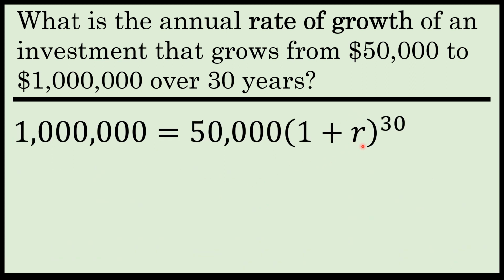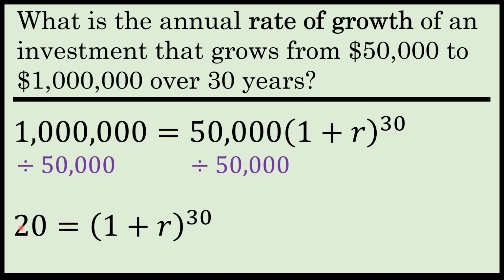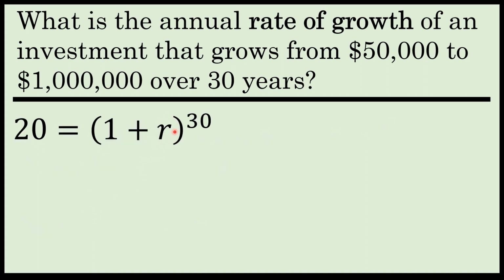The algebra to begin isolating this r is pretty straightforward. I have on the right side of the equation 50,000 times a quantity that's raised to the 30th power. The r is in the quantity. I'll first eliminate the 50,000 that's multiplied by the quantity, and that can be accomplished by simply dividing both sides of the equation by 50,000. 1 million divided by 50,000 is 20, and on the right side of the equation, 50,000 divided by 50,000 is 1. So on that side of the equation, we're just left with 1 plus r to the power of 30. We're starting to isolate r. Now r is inside of a quantity that's raised to the 30th power. So we're going to have to eliminate this power of 30 to isolate r next.